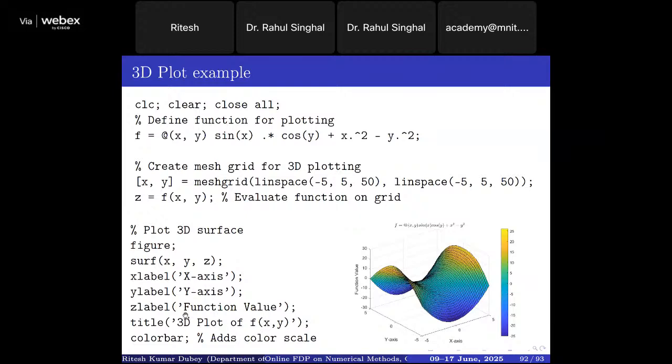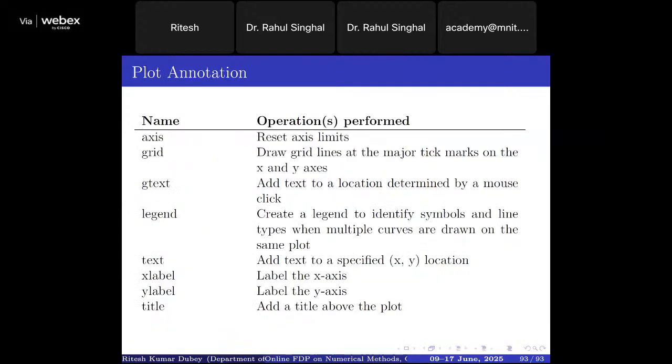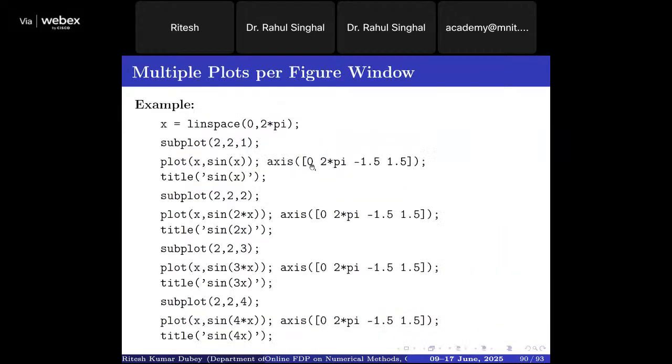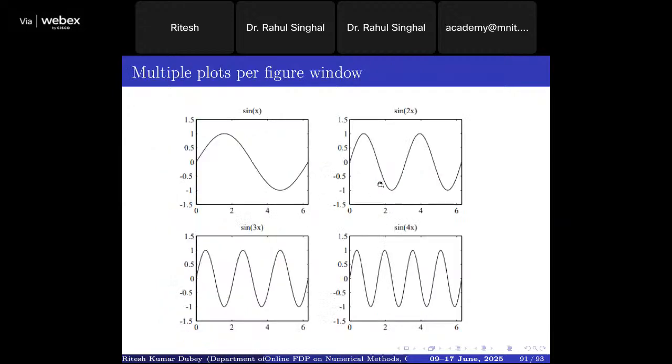After doing this, I change it into the function we are showing. For that, I just use the latex engine of MATLAB. And there are many things which you can use, like plot annotation. Axes, so we can reset the axis limits. Here, if you see, in this case the axis limit is set from 0 to 2 pi in the x direction, and minus 1.5 to 1.5 in the y axis limit.